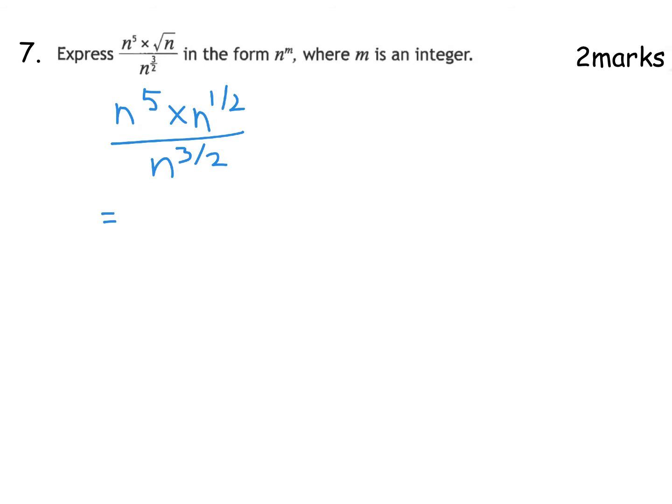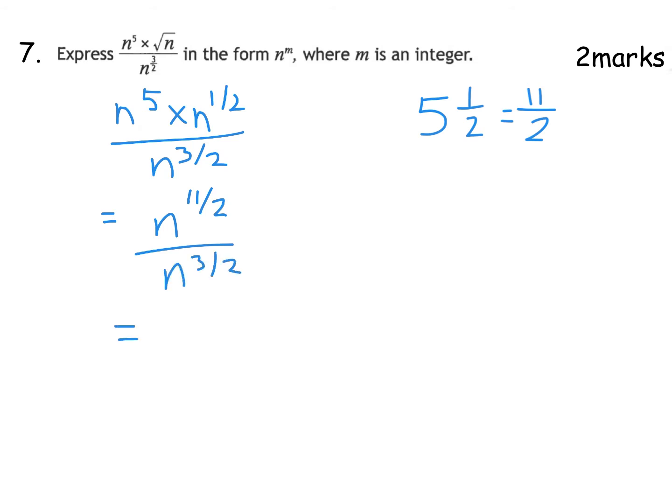So I'm going to do the top line first of all. You're multiplying, so you add the powers. So 5 plus a half. If you're not sure, turn that into a top heavy fraction. 5 times 2 is 10 plus 1 is 11. So that would be 11 over 2. So I've got n to the power 11 over 2 all over n to the power 3 over 2. Now we're dividing, so we subtract the powers. 11 halves take away 3 halves is 8 halves. And 8 halves is the equivalent of 4.